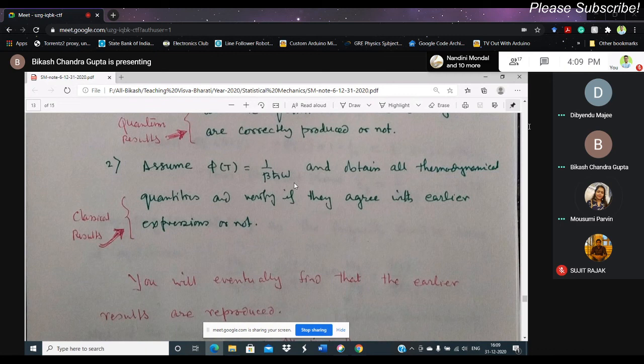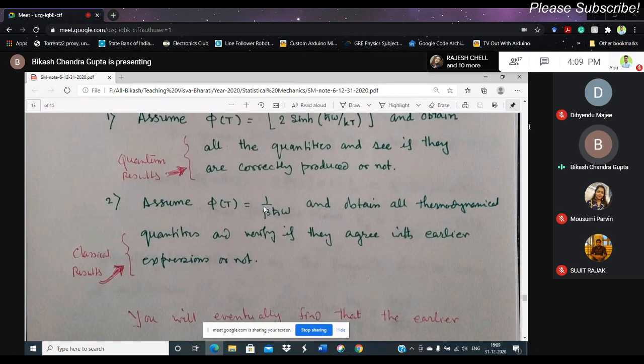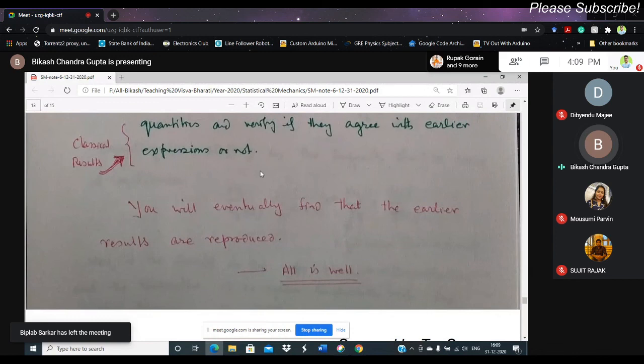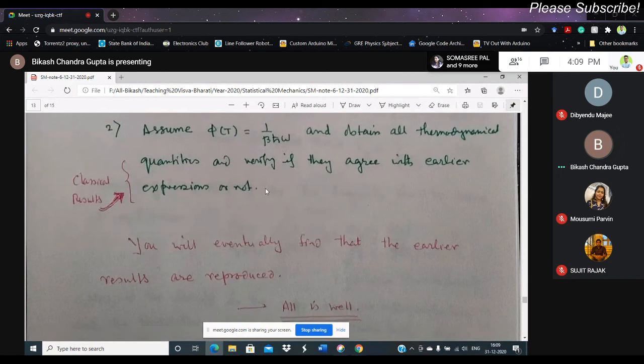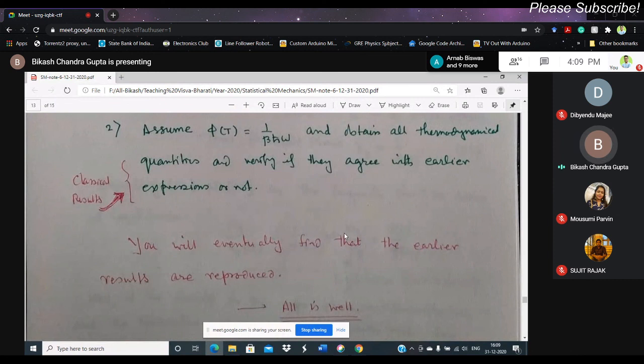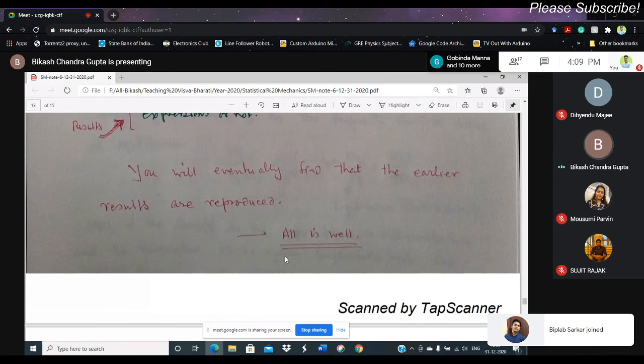Yes, sir. Okay. Now you do a second set of calculations: use these expressions and relations to calculate all the physical quantities, and see whether they match your earlier results or not. Please do it at home. Take your time, it is not difficult, just a matter of time. Eventually you will find that it does reproduce the results that you obtain using the canonical ensemble approach. And therefore, till now, all is well.